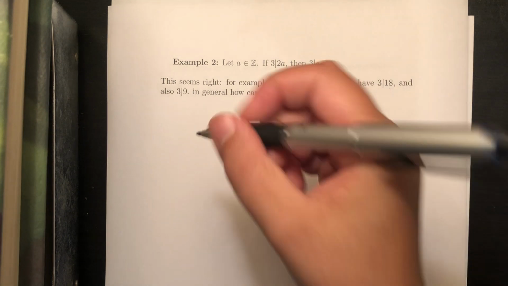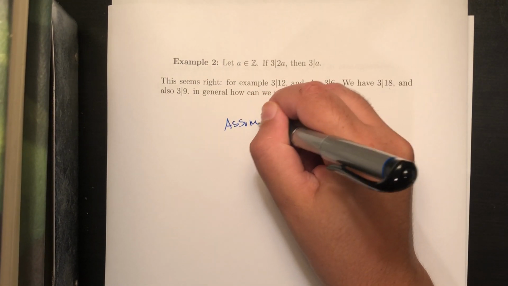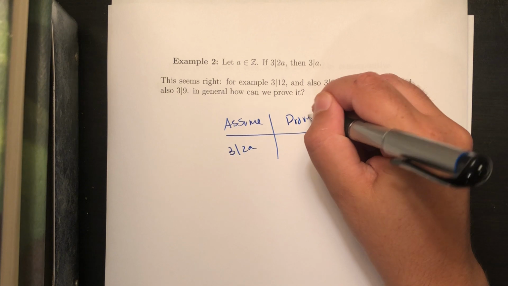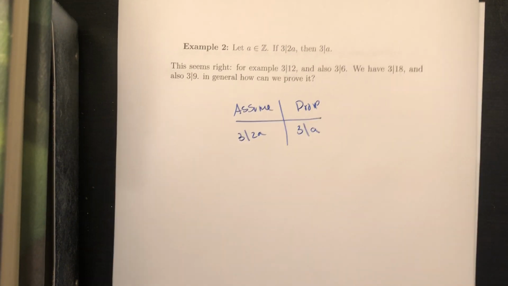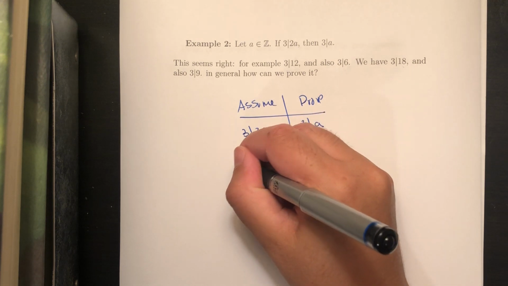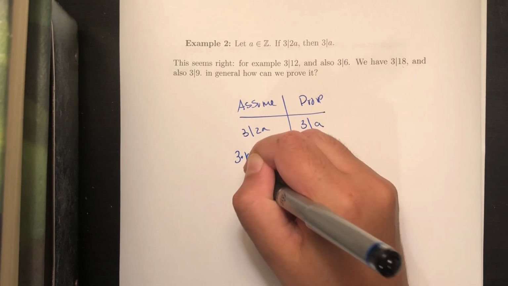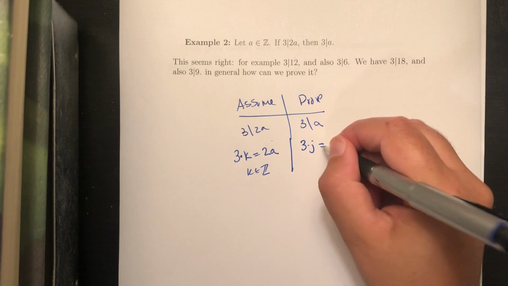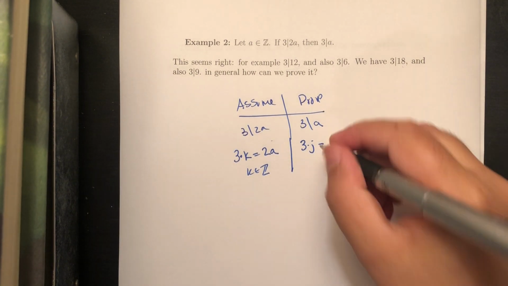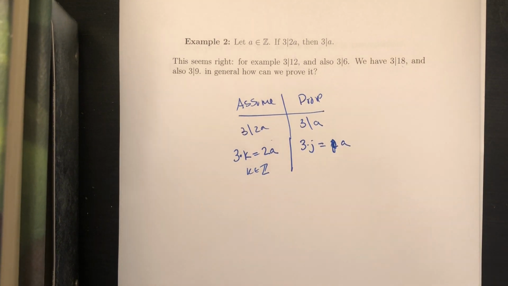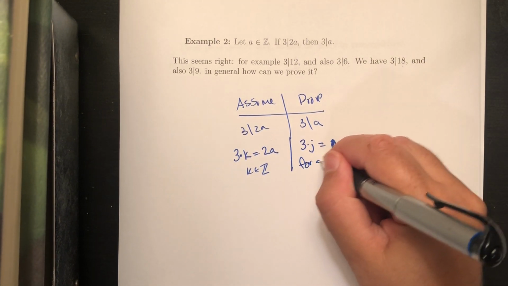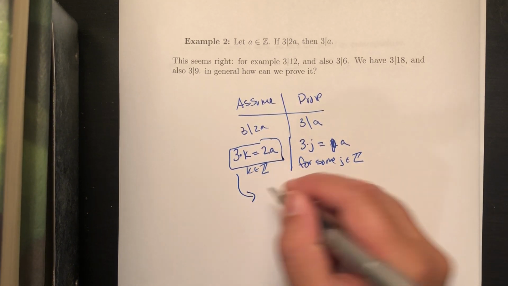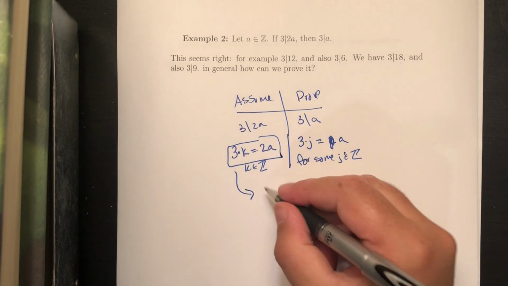So if we wanted to try to use a direct proof, we would assume that 3 divides 2a, and we would want to prove that 3 divides a. And remember, by definition of divides, this means that 3 times some integer k is equal to 2 times a. And similarly, we would need to show that 3 times some integer j is equal to, oh sorry, it's equal to just plain a, my bad. We're trying to show 3 divides a here for some integer j. Alright, so this is what we're assuming, and we need to show this is true. So how do we do that?